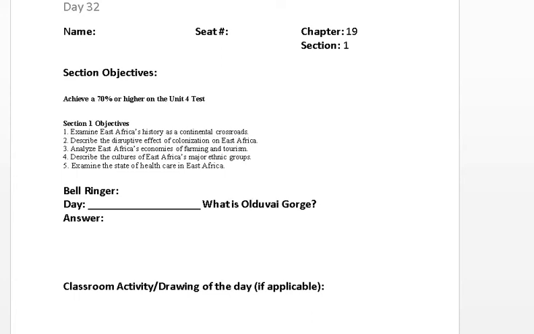Number 3, analyze East Africa's economies of farming and tourism. Number 4, describe the cultures of East Africa's major ethnic groups. Number 5, examine the state of healthcare in East Africa.